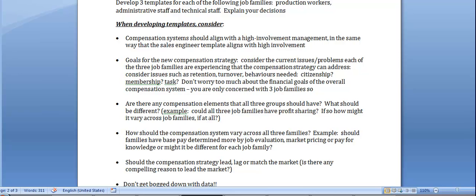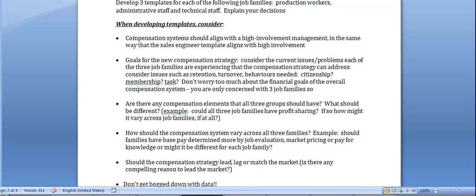Goals for the new compensation strategy. So they told you in the short case, some of the goals that they might be looking for the system to produce for them. So what you should consider is any current issues or problems that each of the 3 job families are experiencing that you think the compensation strategy that you're developing can address. So you might want to consider things like: are there turnover issues with any of the groups? Are there retention issues? What are the behaviors that are needed? Do you need more citizenship, membership, task behavior?